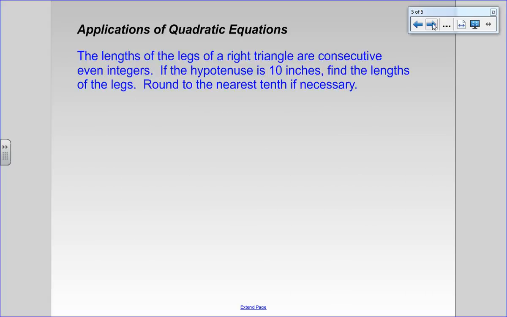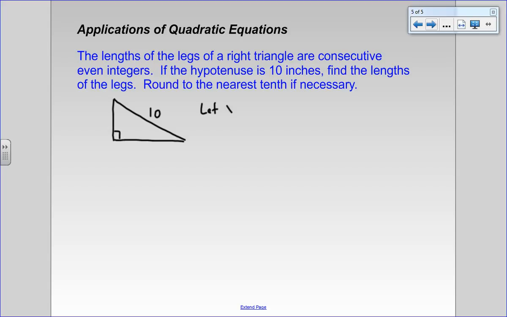Let's look at one more example. The lengths of the legs of a right triangle are consecutive even integers. If the hypotenuse is 10 inches, find the lengths of the legs. Again, we'll round to the nearest tenth if necessary. This problem involves a right triangle. Let's draw one and label the sides. We know that the hypotenuse is 10 inches. The length of the legs are both unknown, but we do know that they are consecutive even integers.